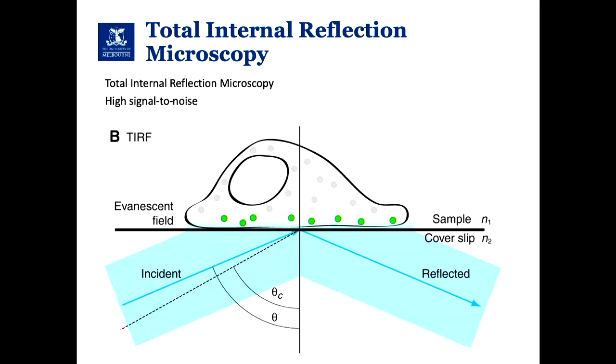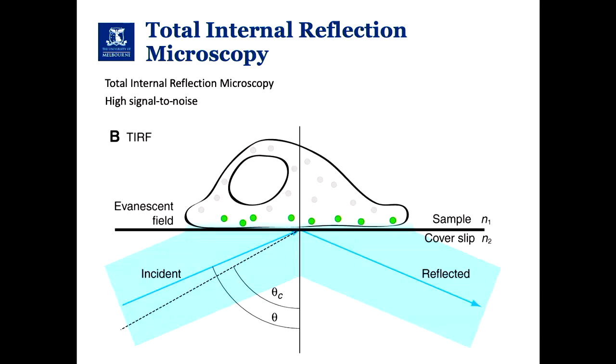In total internal reflection microscopy, we illuminate through the objective at a critical angle, which means that the majority of the light is reflected across. What this produces is what we call an evanescent wave. So just the first 100 nanometers past the cover slip will actually get excitation light. So just the molecules right at the very interface with the cover slip will become excited.